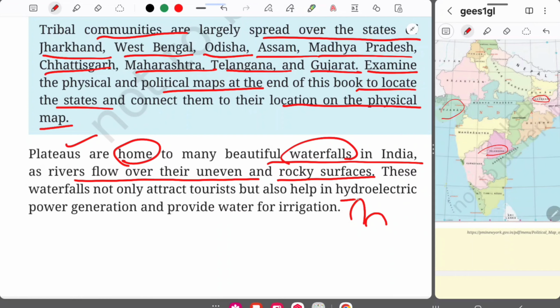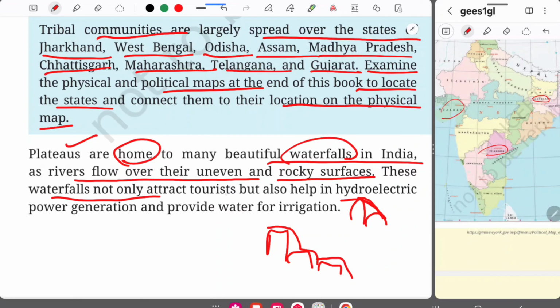So if a river is flowing from this area to this area, what will happen? From height to low, you will again see one beautiful waterfall, isn't it? From this area, and this area, and another area. You will find three-step waterfalls also, especially in Meghalaya, where we have so many beautiful waterfalls. If the water flows here, again it will flow here, again here, creating a very beautiful waterfall, isn't it?